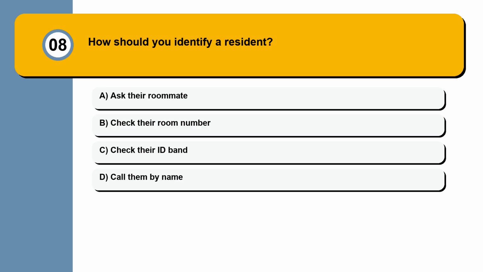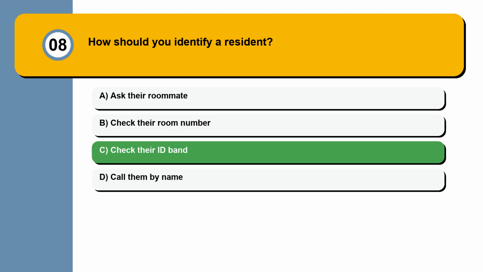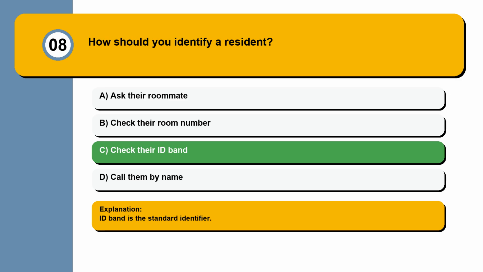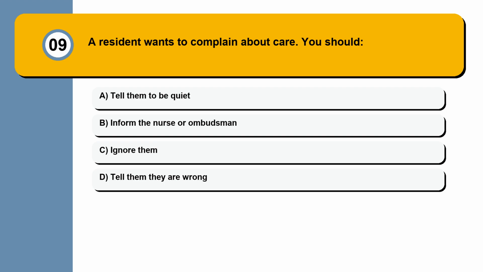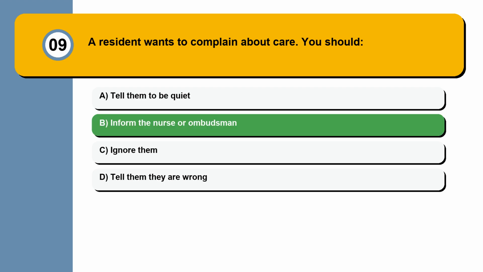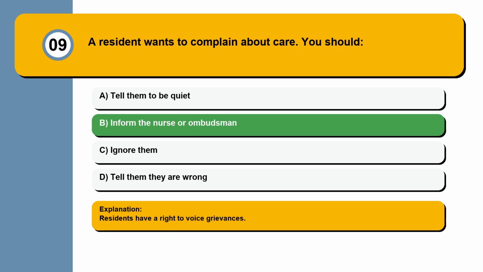Question 8. How should you identify a resident? Ask their roommate. Check their room number. Check their ID band. Call them by name. ID band is the standard identifier. Question 9. A resident wants to complain about care. You should tell them to be quiet. Inform the nurse or ombudsman. Ignore them. Tell them they are wrong. Residents have a right to voice grievances.